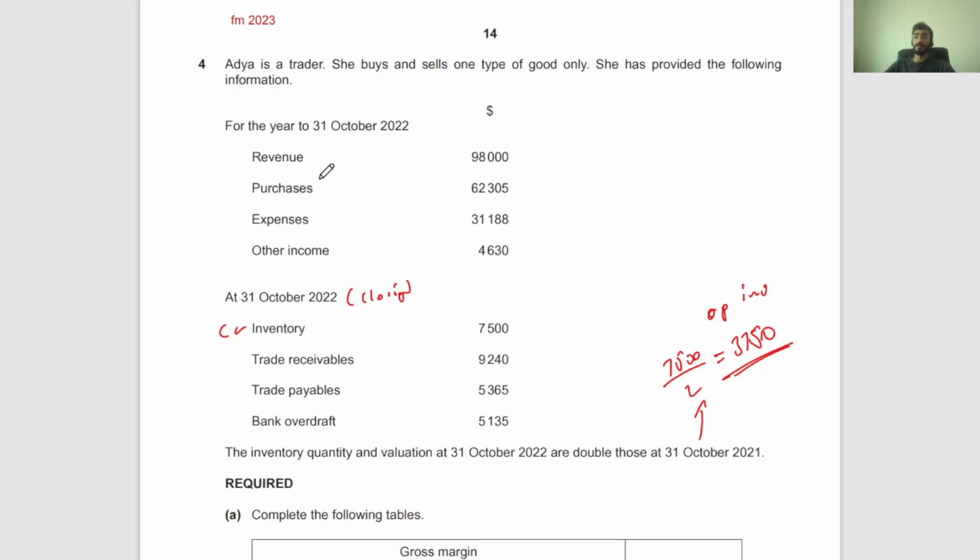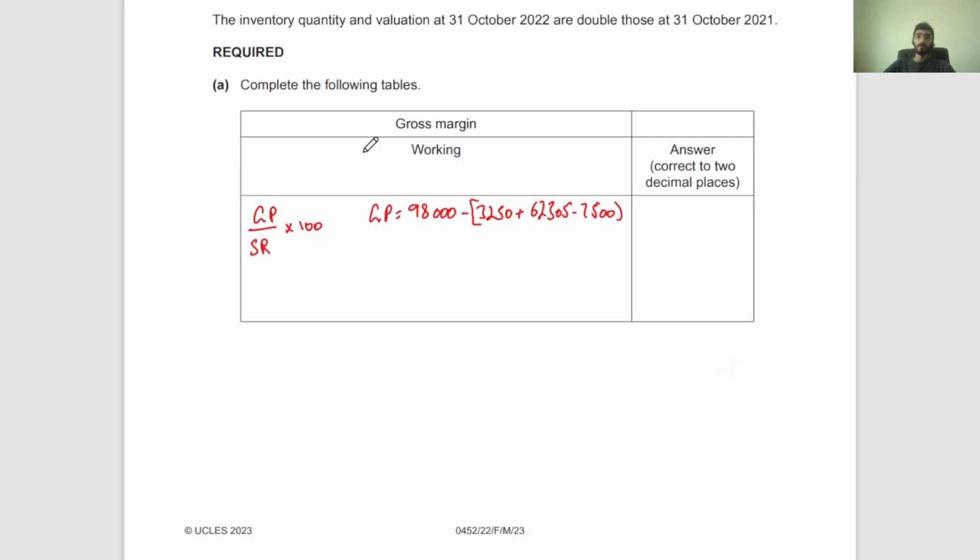Is everything considered? Yes, it seems. So the gross profit will be 98,000 minus, in the bracket, 3,250 plus 62,305 minus 7,500, close the bracket, 39,945. That's our gross profit.